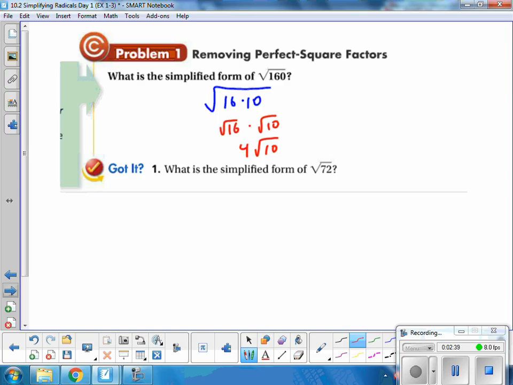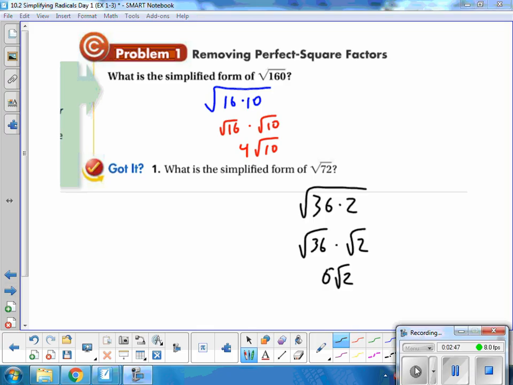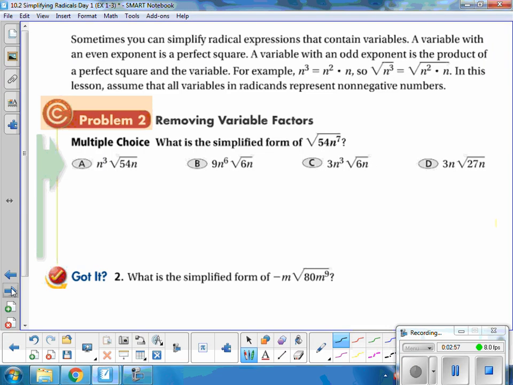I would like you to find the simplified form of the square root of 72. Why don't you press pause and give it a try. All right, the square root of 72 is made up of 36 times 2. 36 is my perfect square, so I can find the square root of 36, which is 6. My answer is 6 times the square root of 2.